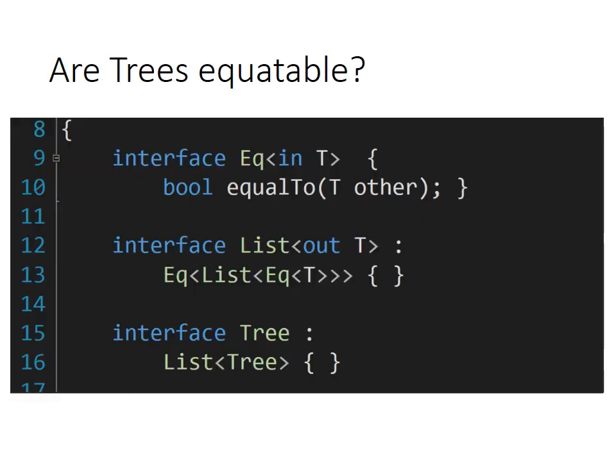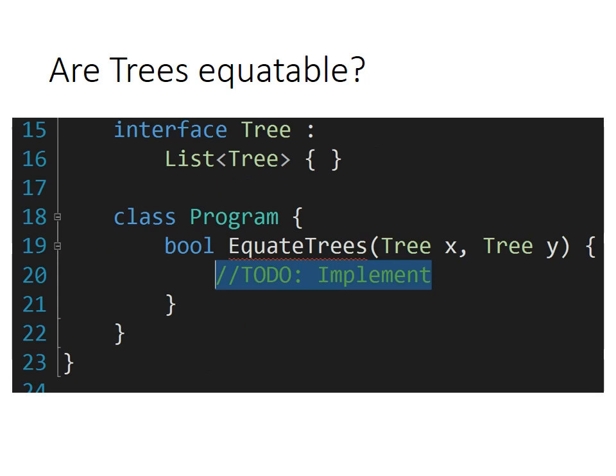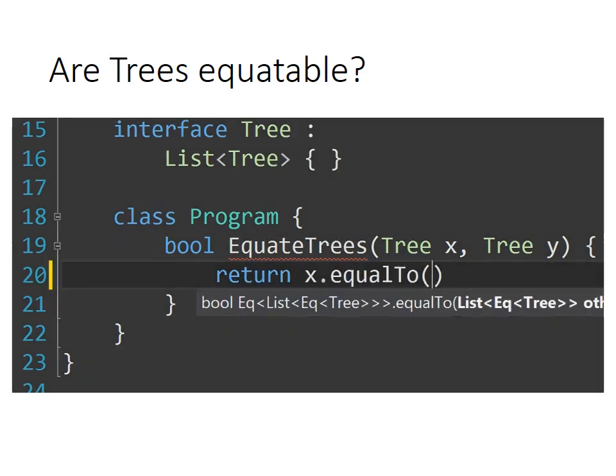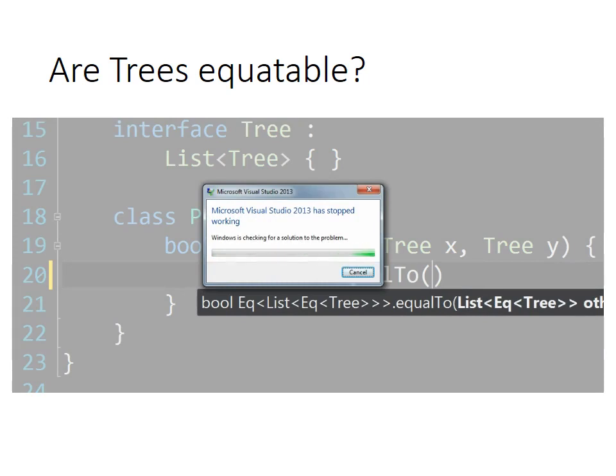Here, we have some C# code that encodes exactly the types that we have been talking about so far. We have EQ, we have list, and we have tree. Now we are trying to write a method that takes two trees and equates them using the equal to method. So let's just do that and see what Visual Studio says. And it doesn't say anything, but it just crashes.